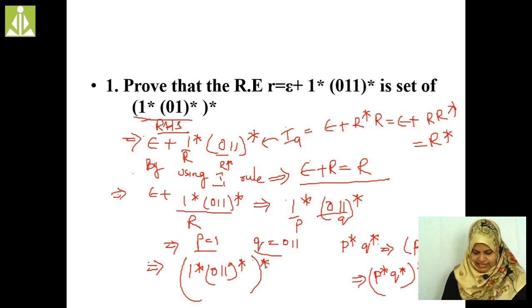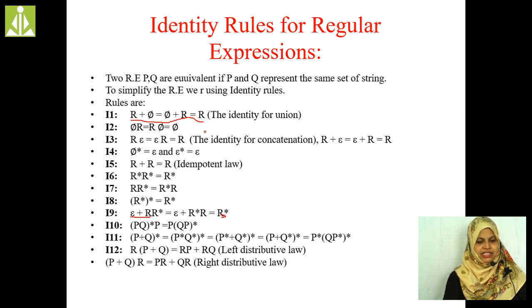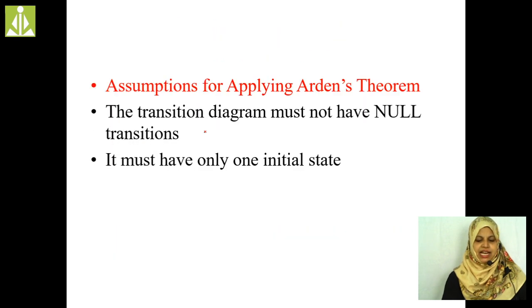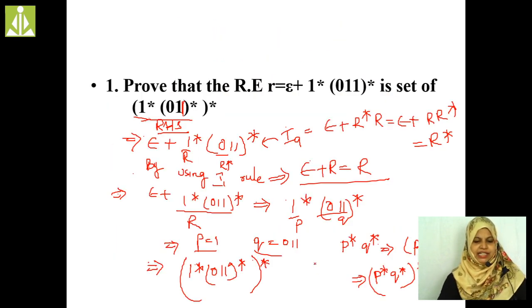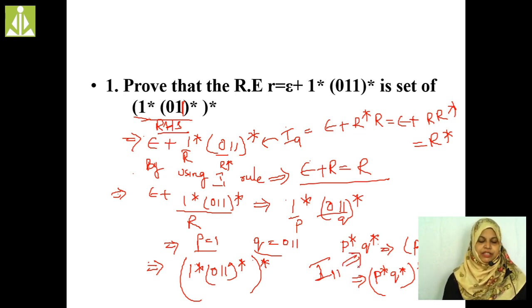By seeing these rules, we can say this thing is P plus Q whole star also. Here I missed this one, so we have to write 1 here: 1 star 0 1 1 star whole star. So which rule is it? P star Q star, which rule is there? That is the I11 rule. By using this I11 rule, we are going to simplify this regular expression.